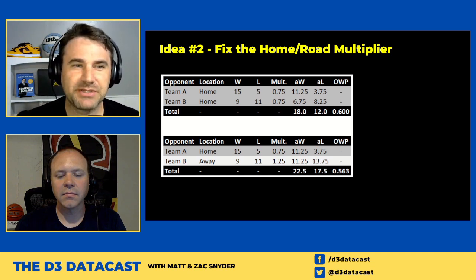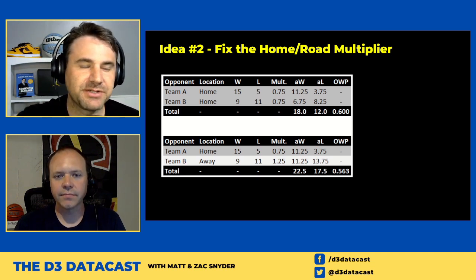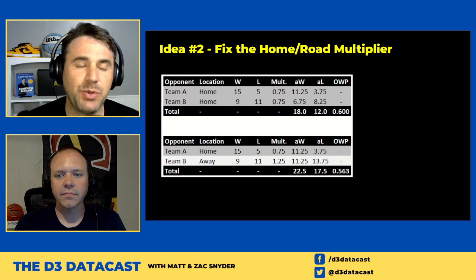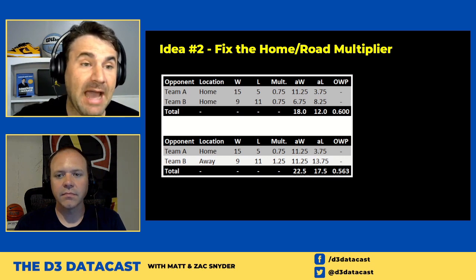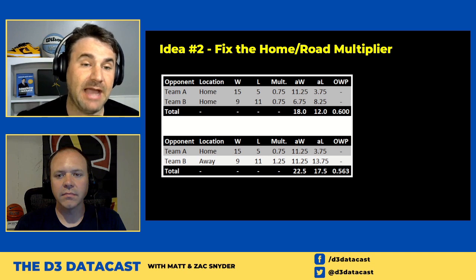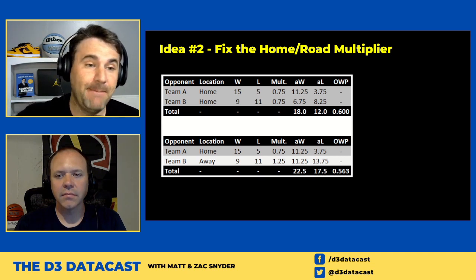I would think the multiplier makes road games look more difficult on your schedule. But actually, what this is doing is it's just making road games more impactful and home games less impactful. So if you play bad teams on the road, it magnifies the fact that that was a bad team, and it makes that bad opponent more impactful.